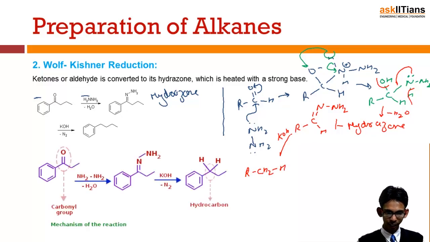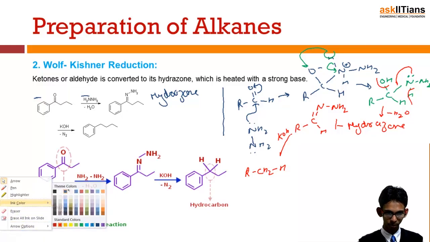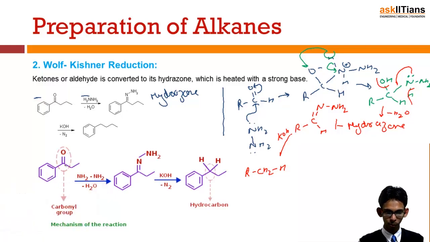Okay, and this is an outline of the mechanism. This is the carbonyl group which is converted into hydrazone, which, when reacted with KOH, N2 comes out and results in the formation of hydrocarbon.